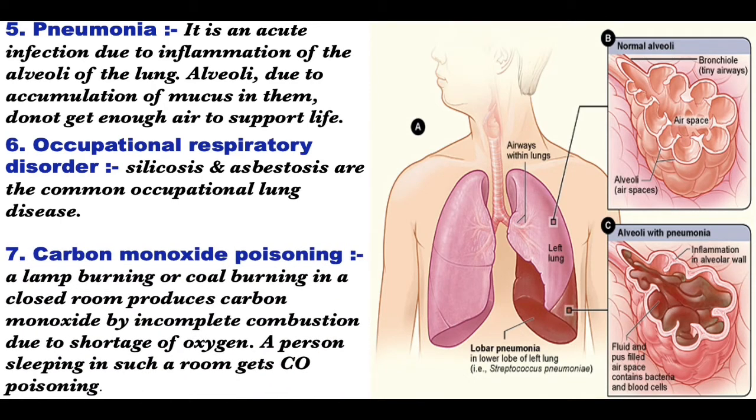Now, carbon monoxide poisoning. A lamp burning or coal burning in a closed room produces carbon monoxide by incomplete combustion due to shortage of oxygen. A person sleeping in such a room gets carbon monoxide poisoning, and the deficiency of oxygen causes headache, dizziness, nausea, paralysis, and even death.